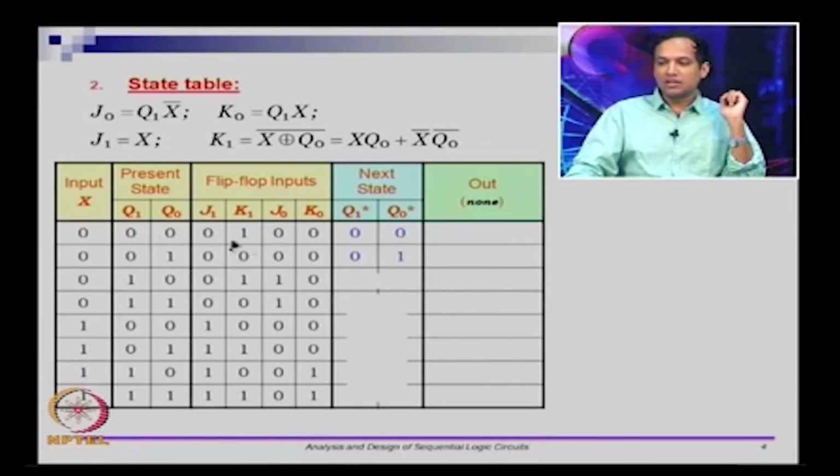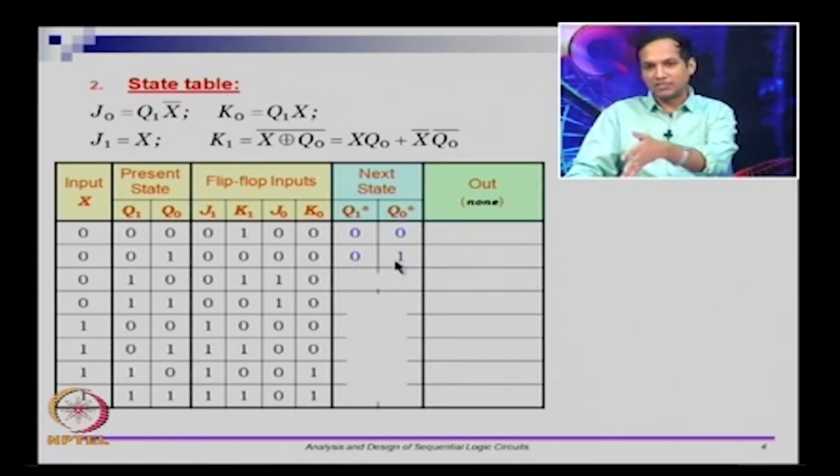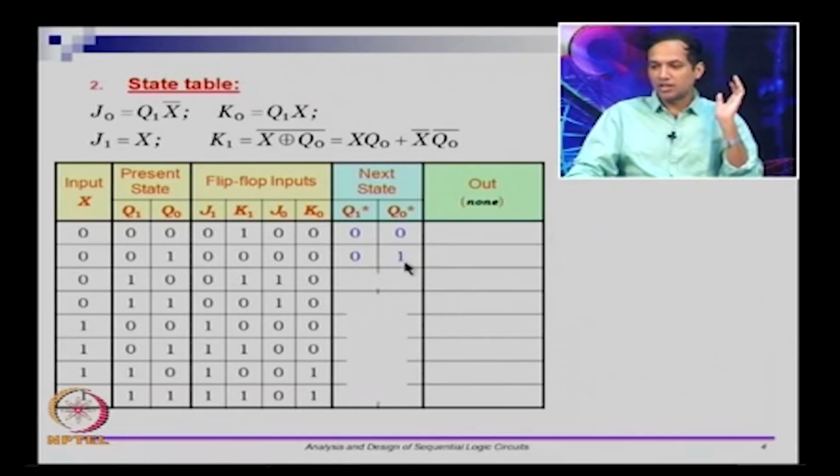So remember, I am not doing this as a sequence. These are combinational inputs. For each of the combinational inputs for x, q1 and q naught, the combinational circuit that drives J and K will drive these values, but when these values are put in as inputs to the JK flip flop, the JK flip flop in the next clock cycle will have this. So the next clock cycle when I have 0 1 here, for instance, this is just saying that flip flop 1 will have a 0 and flip flop 0 will have a 1.